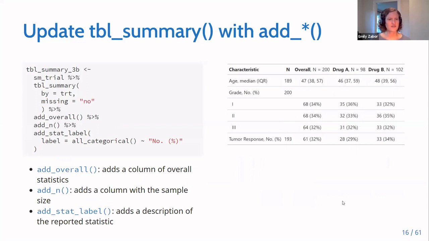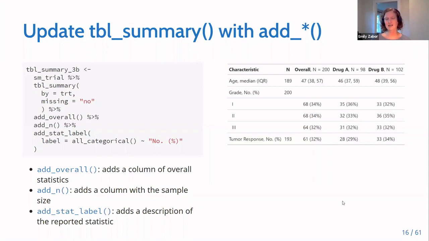So here I'm showing a few other options. Add overall adds a column of overall statistics. So in addition to having the column by drug A and drug B, we now have one for the whole cohort. Add n puts the sample size for each variable. So this could be used in addition to or in place of having the row of unknown variables. Here I've actually suppressed the row listing the unknown number, and I've replaced it with a column with the sample size, which gives you a sense of how many are missing for each variable.